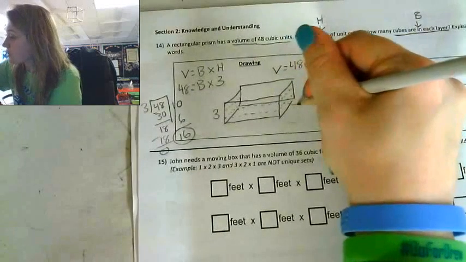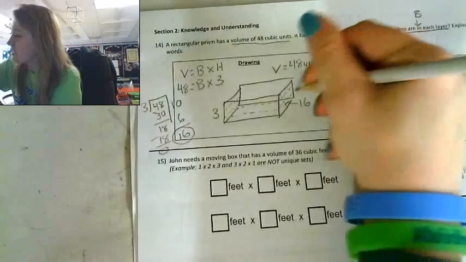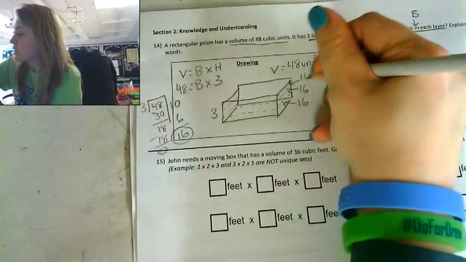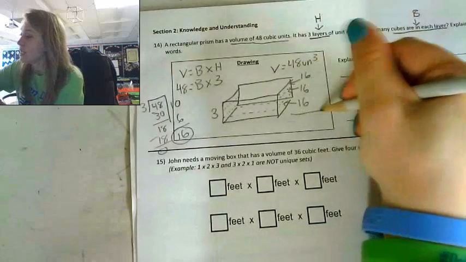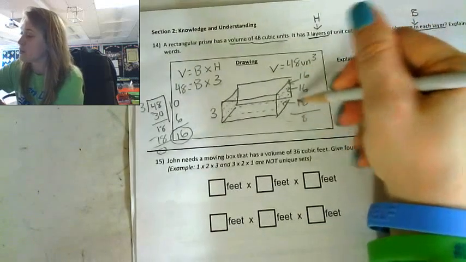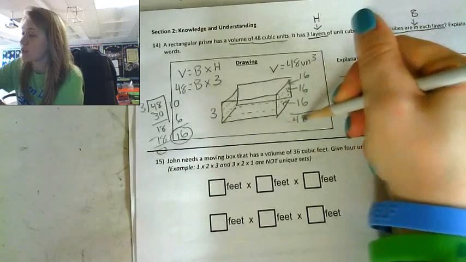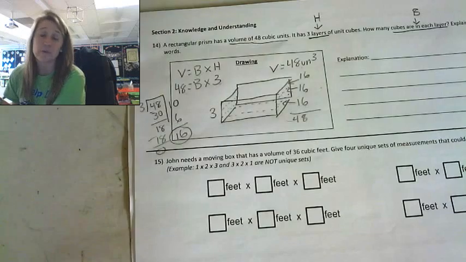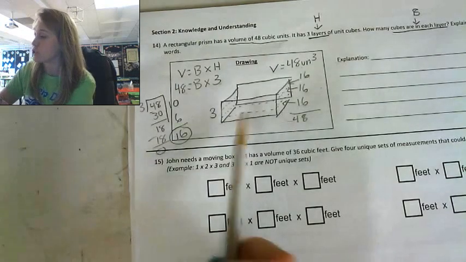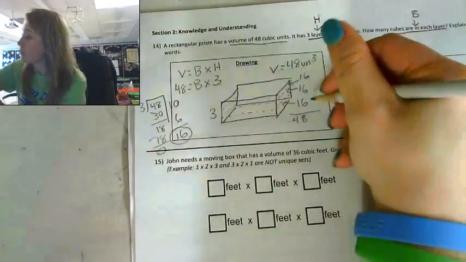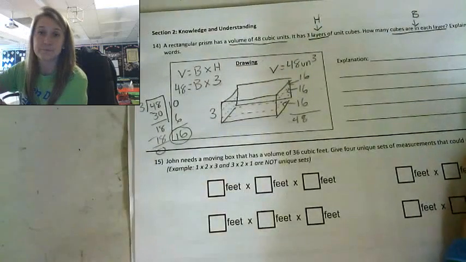So that means that in this first layer, there's 16. In the second layer, there's 16. And then in the third layer, there's 16. And when I add that up, 6, 12, 18, carry the 1, 1, 2, 3, 4. So that's how I'm going to show it with my models. Again, I'm not a very good 3D drawer, but I've tried to show the 3 layers and how there would be 16 unit cubes in each layer.